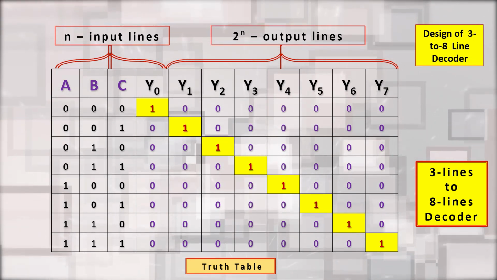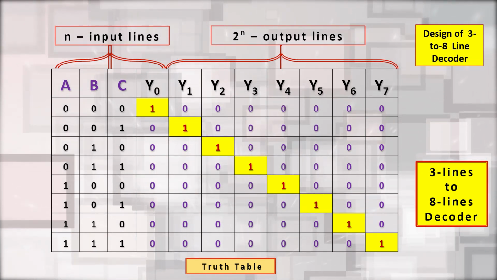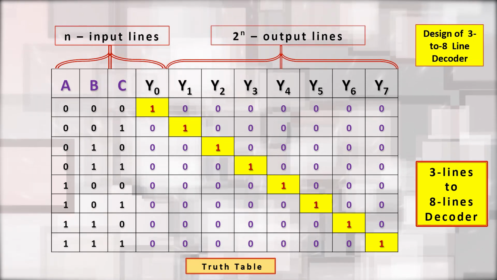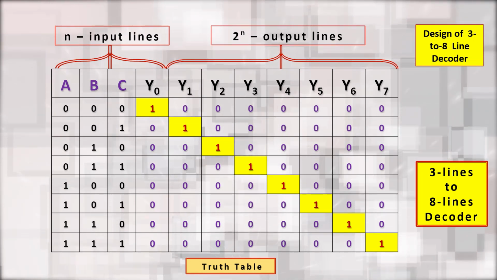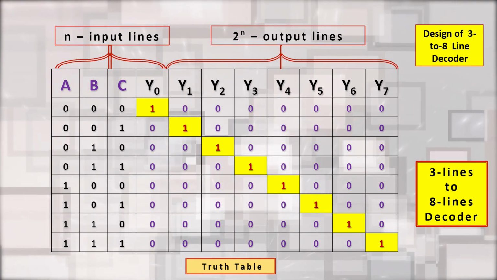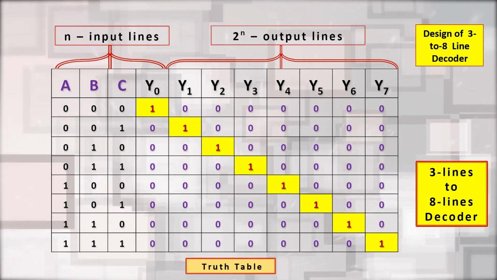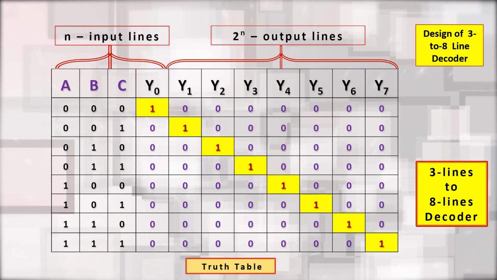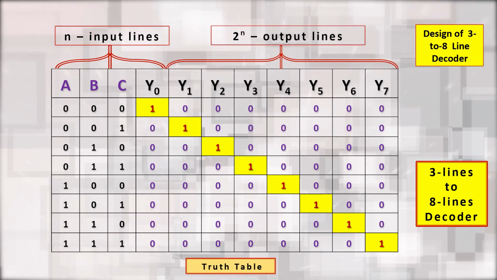For the input when A is 1, B is 1 and C is 0, that case the output Y6 will be at logic high and rest all other outputs will be at logic 0. And for the last, when A is 1, B is 1 and C is 1, in this case of input, the output line Y7 will be at logic high and all other outputs will be at logic 0. So, this is the truth table that we have seen. According to this truth table, we will now see the design.